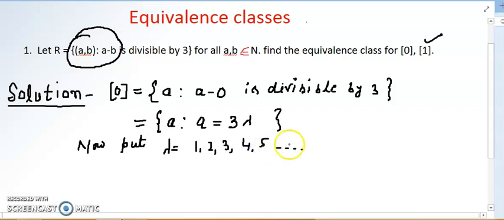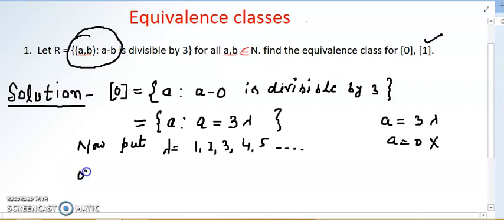Why have we not taken 0? That I am telling you. Suppose you take lambda equal to 0 in a equal to 3 lambda, then your value of a becomes 0. And look at the condition: a, b both belong to natural numbers, and 0 is not a natural number. So you will not take 0. You have to start from 1.